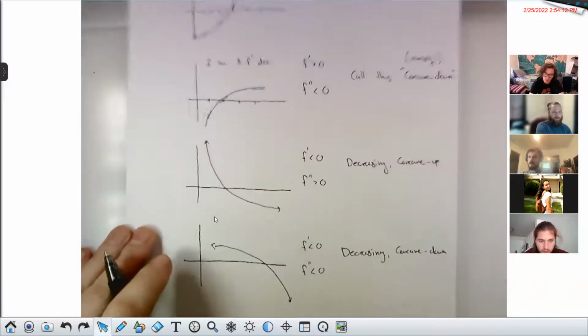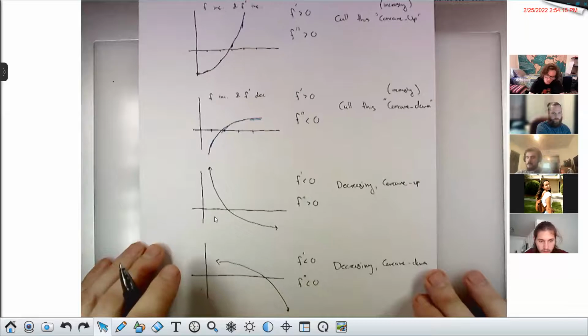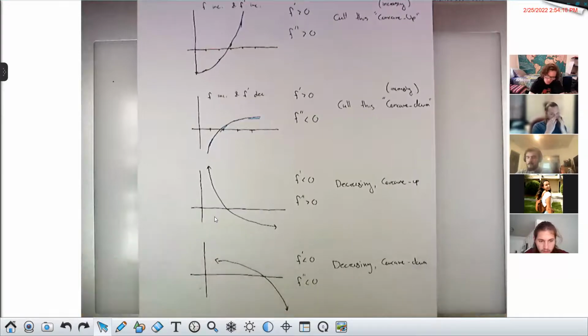And these four basic graph shapes can be thought of as the building blocks for all of your typical smooth curves. Increasing concave up, increasing concave down, decreasing concave up, decreasing concave down. The way I think of it is that concave up holds water. If you pour water into a concave up shape, it will hold it. Concave down, water runs off of it. And if you poured water on top of this, water would run off.